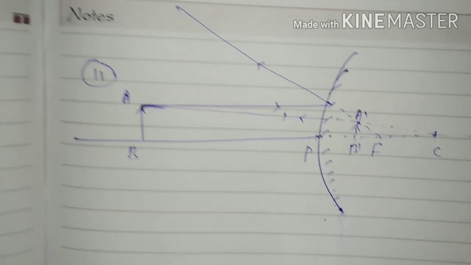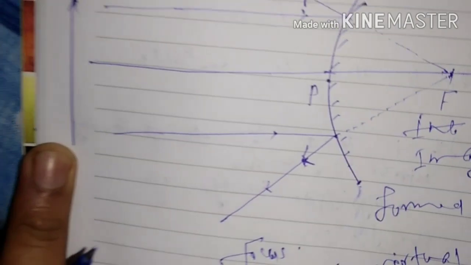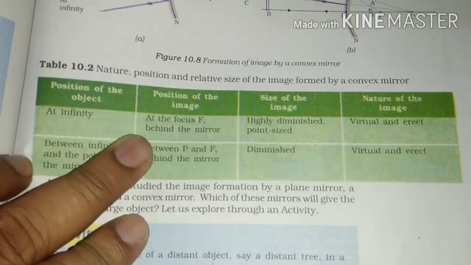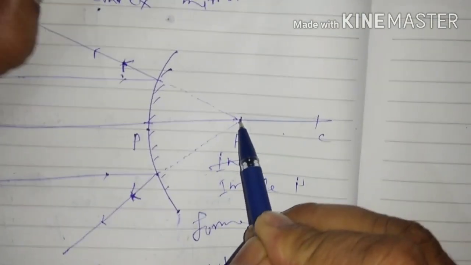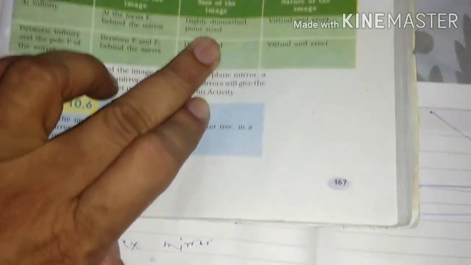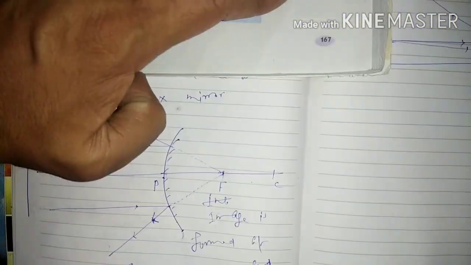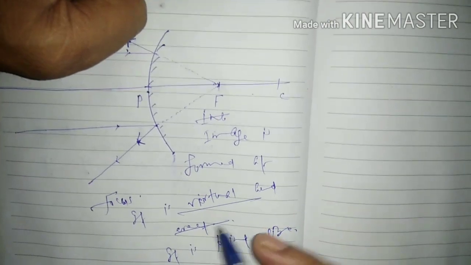And these two cases are well given in our table 10.2. See, in the first case, what is the position of the object? At infinity. The object is here at infinite distance. Position of the image is at the focus F behind the mirror. Size of the image is highly diminished, that is point size. And nature is virtual and erect.